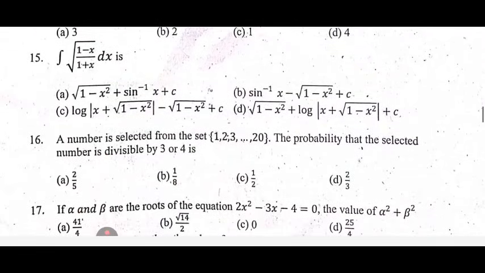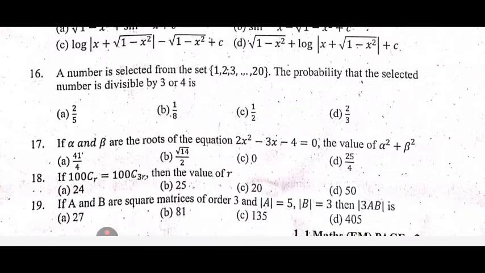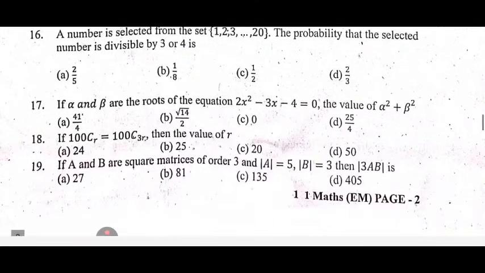So 15th one, look at it. 16th one, a number is selected from the set 1, 2, 3 to 20. The probability that the selected number is divisible by 3 or 4 is dash.